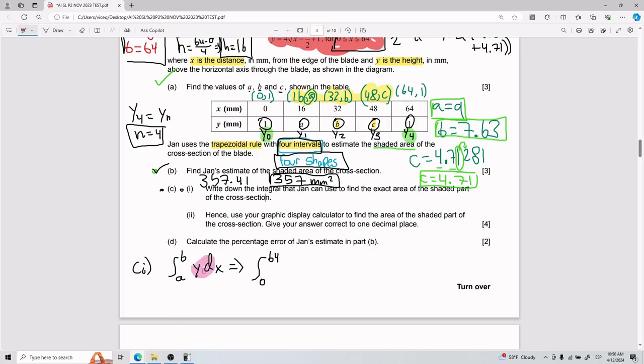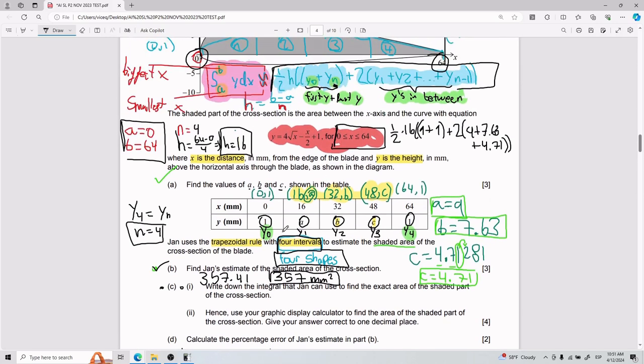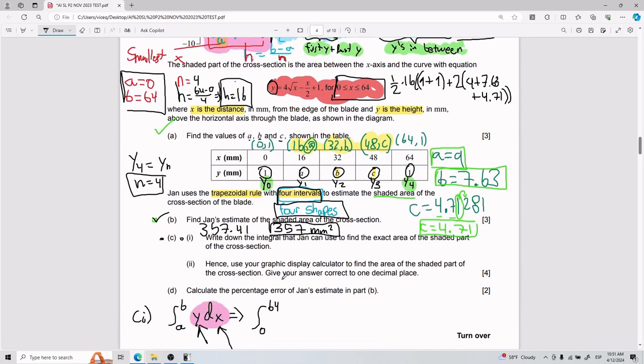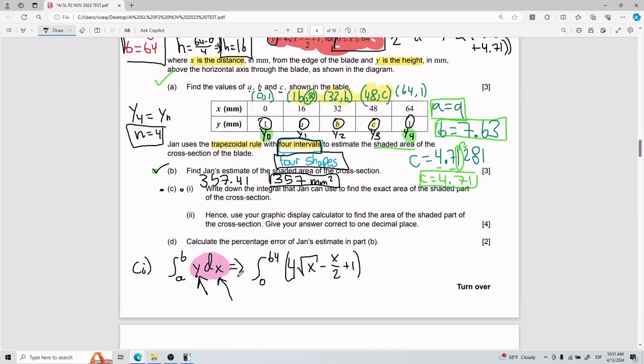And here, what it's saying is that you are going to plug in the function y and do the integral with respect to x. That is pretty much what's happening. And so what is my function y? My function y is 4 square root x minus x divided by 2 plus 1. So this is my function y. And you want to do the integral with respect to which variable? With respect to x. So you're going to put dx. That is part C, part I, literally. It's just writing down the integral.